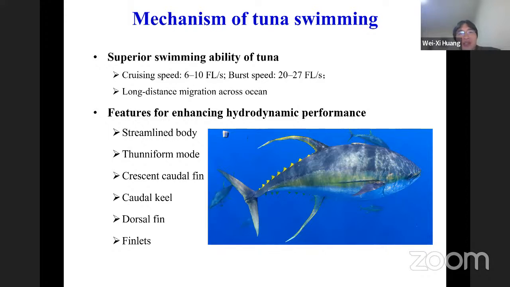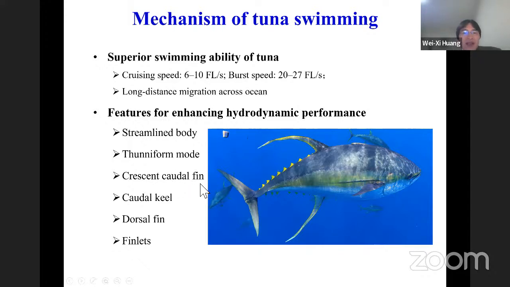It has a cruising speed of 6 to 10 full lengths per second, and a burst speed of 20 to 27 full lengths per second. It also has the ability of long distance migration across the ocean. For this swimming ability, it has several good features: one is the streamlined body, also the thunniform swimming mode, and also the crescent caudal fin.